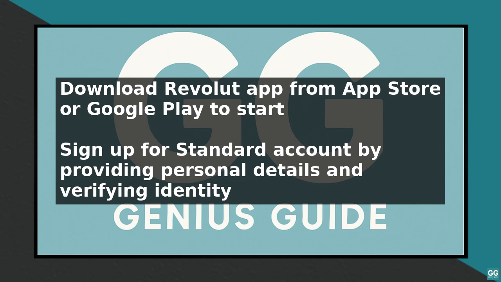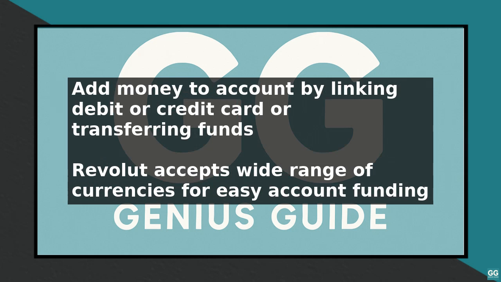Once you have signed up, you will need to add money to your account. You can do this by linking your debit or credit card, or by transferring money from your existing bank account. Revolut accepts a wide range of currencies, so you can add money in your local currency.